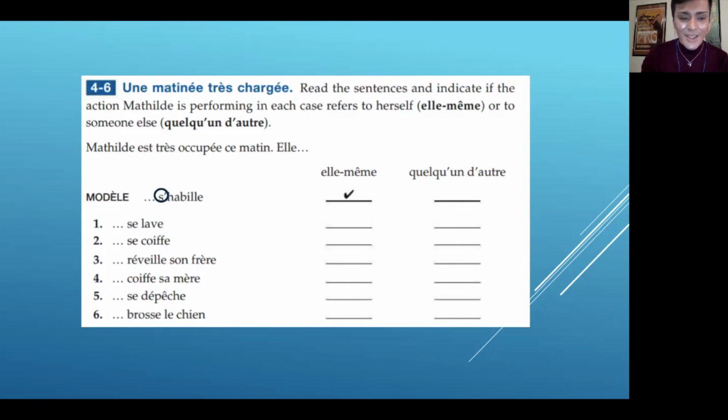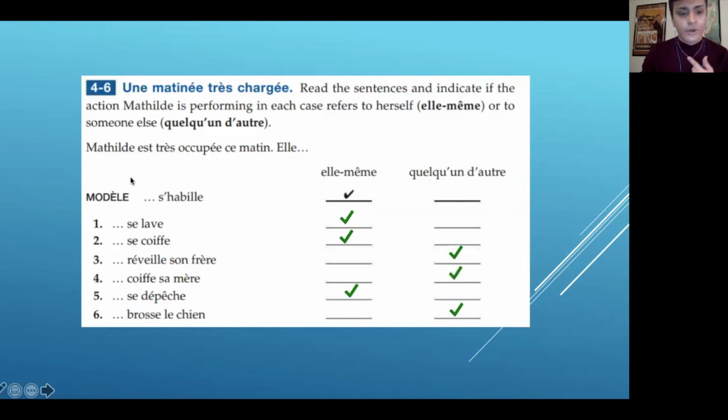Okay, so let's go over it. In the answers, we have 3 of them which refer to the subject. The object refers to the subject. And this is that. So we have se lave, so then it's Mathilde.